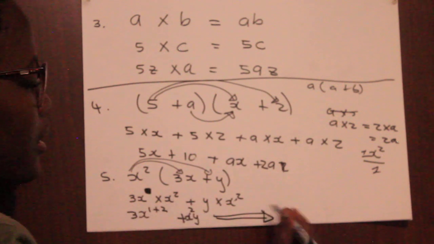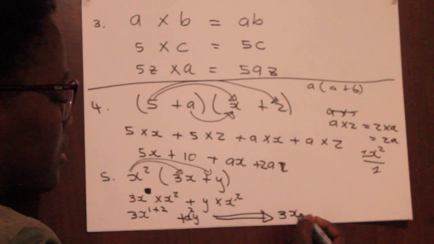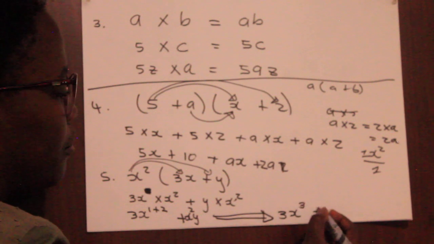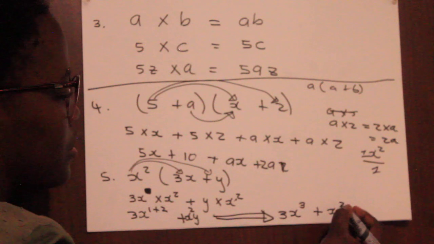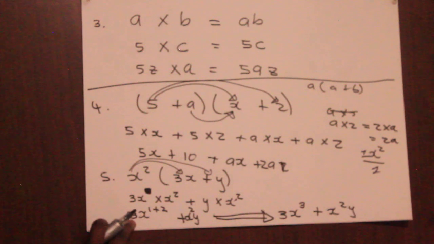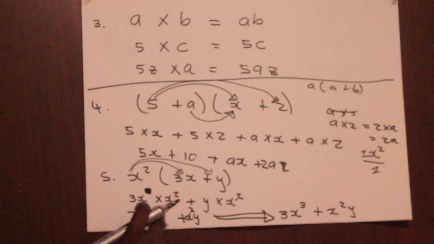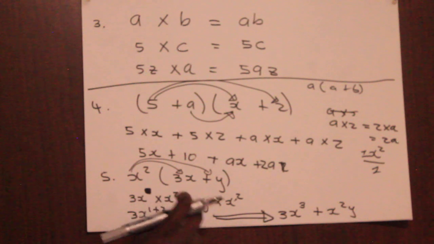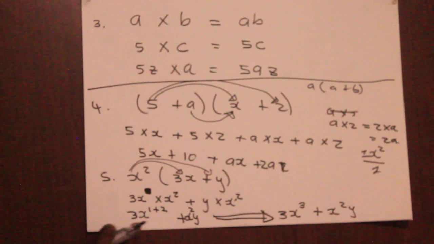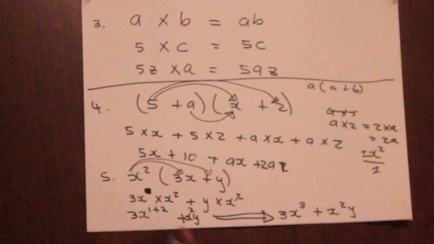So this is 3x to the power of 3 plus x squared y. So this is 3x, 1 plus 2 plus x squared y. Because here we have added the powers, it's 1 plus 2 giving us the power 3. I hope we are together.